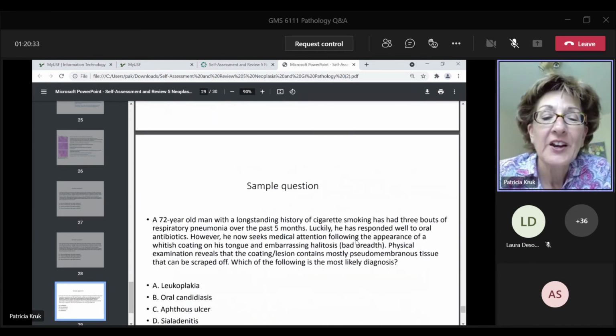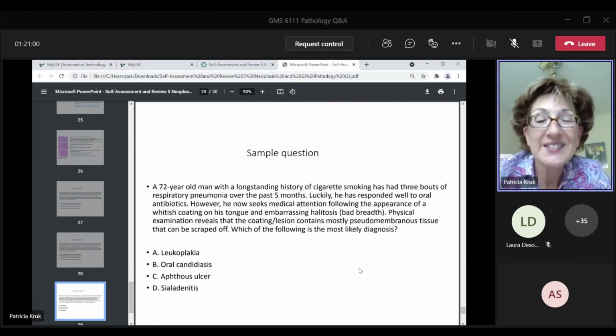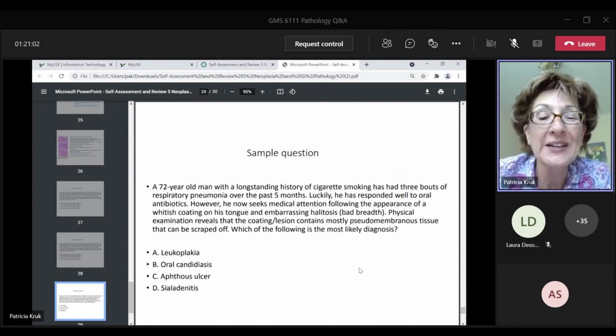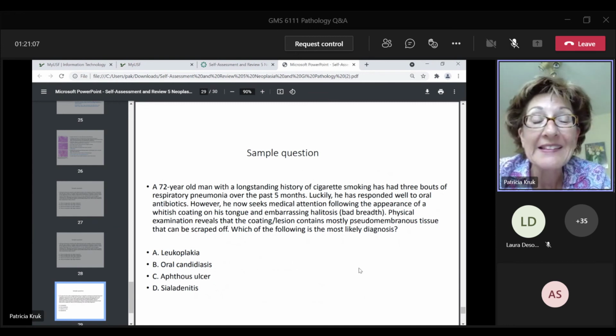All right, another one we have. A 72-year-old man with a long-standing history of cigarette smoking, bad, has had several bouts of respiratory pneumonia over the past 5 months. Luckily, over this time, he took a lot of antibiotics. That's great. But now he seeks medical attention because he's seeing a whitish coating on his tongue, and he has embarrassing halitosis, bad breath. Physical examination of this white stuff on his tongue shows it's pseudomembranous, and you can peel some of it off. So what do you think he likely has?